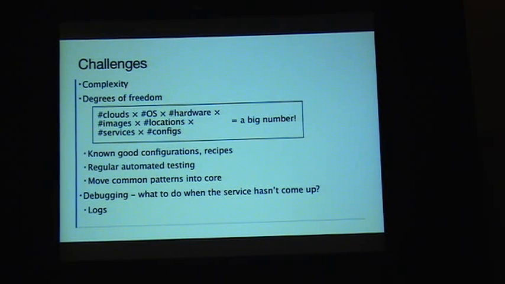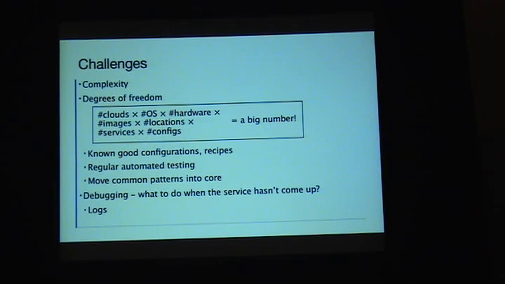If we just look at it in terms of degrees of freedom, if we look at the number of clouds and multiply it by the number of operating systems, the number of hardware choices in a cloud, the number of images that you can use in the cloud, the number of locations that a particular provider has, the number of services that Whirr supports, and then the number of configuration options for each of those services, we get a very large number. So the configuration space is very large, and dealing with that is one of the things that we think hard about. And that's really where the recipes come from, because we want to cut down the number of known good configurations and have people work on those and not deviate too far from them.